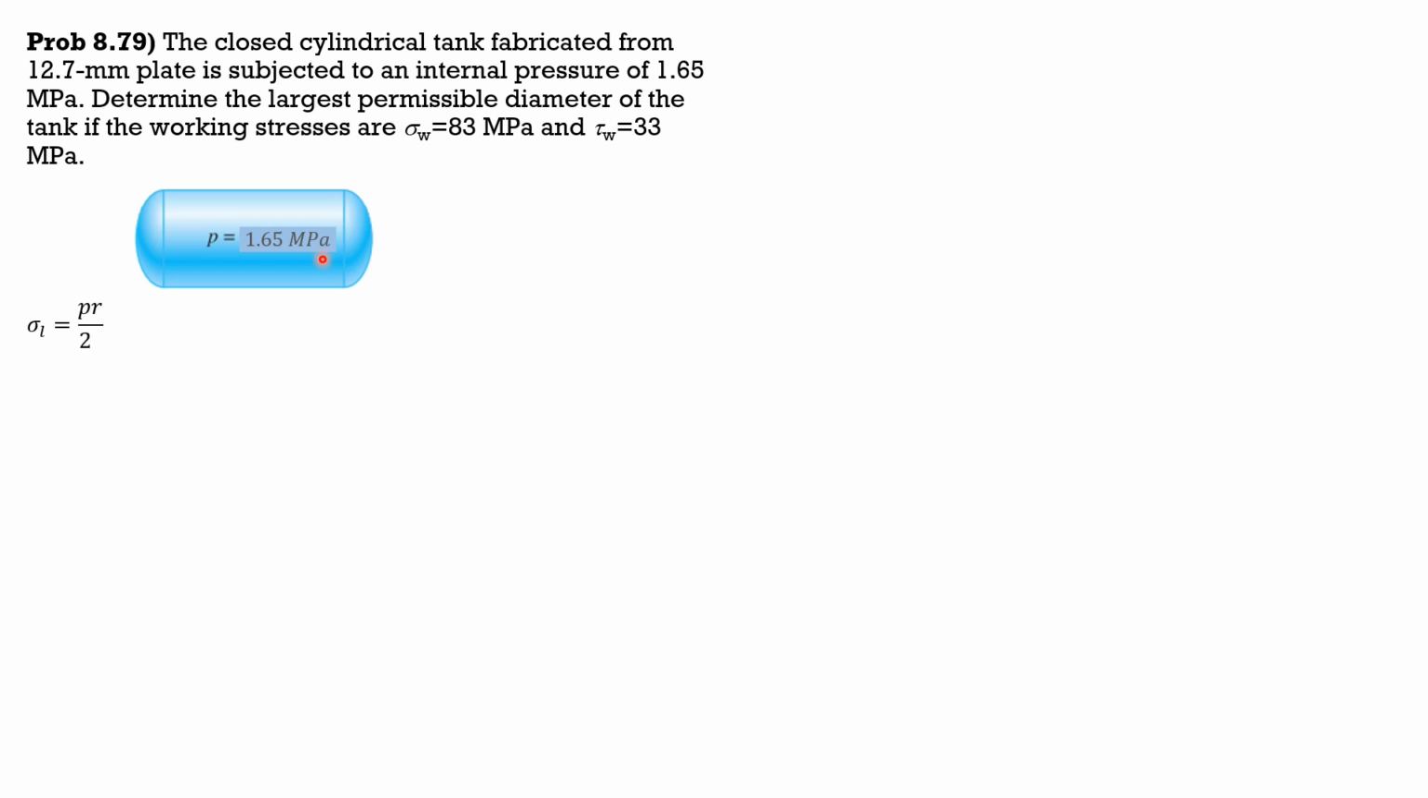So sigma longitudinal is PR over 2T. Sigma circumferential is PR over T, or PD over 2T if we use the internal diameter. So let's plot sigma L, PR over 2T. Let's assume that its grid is PR over 4T. So this is PR over 2T, sigma L, and therefore sigma C is times 2.